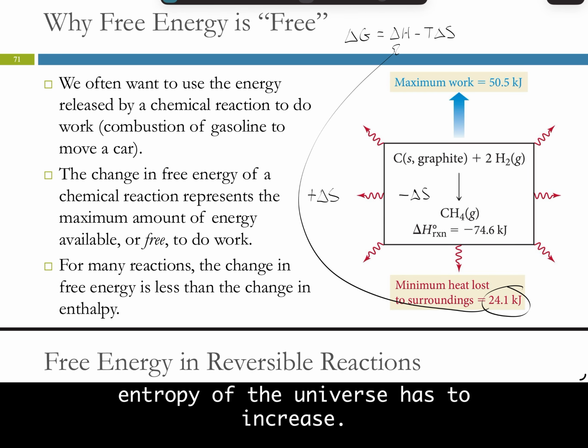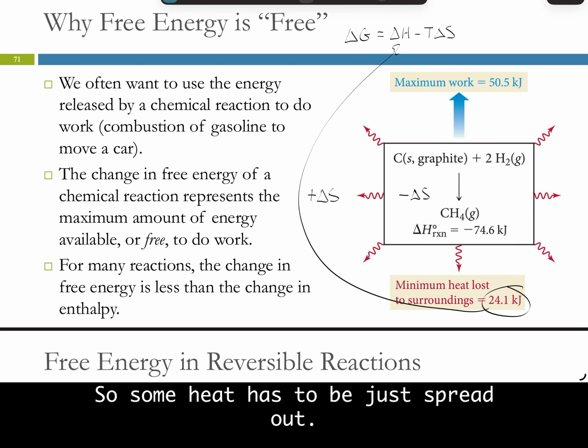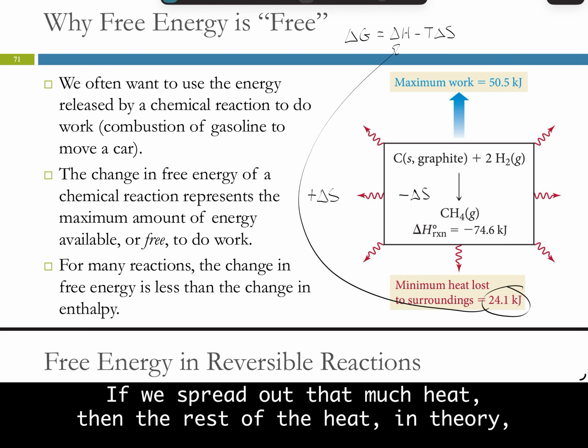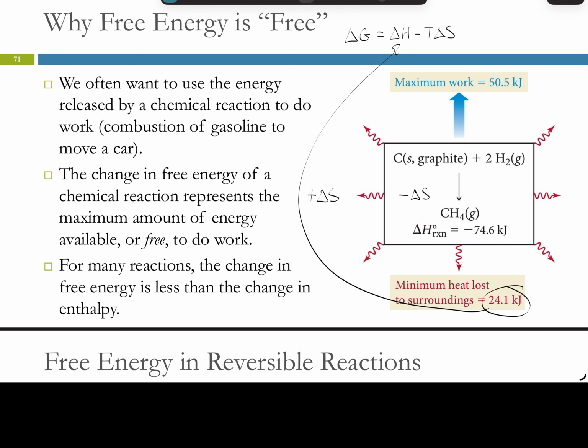Because the entropy of the universe has to increase. That's the second law of thermodynamics, but it's of the universe. So some heat has to be just spread out. If we spread out that much heat, then the rest of the heat, in theory, can be used to do whatever work we want it to do.